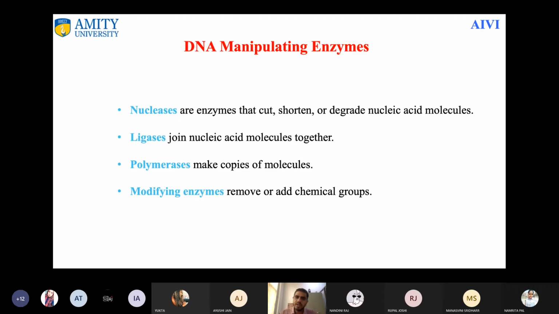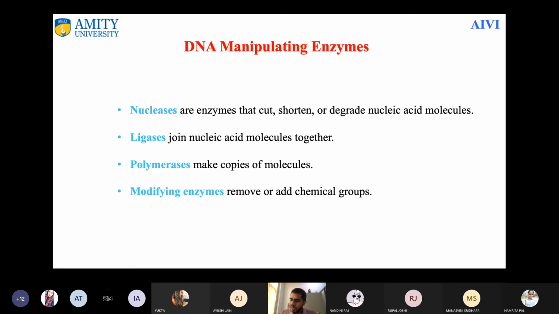Since you are in 11th and 12th, you are studying enzymes. The role of an enzyme is to catalyze a reaction. There is a substrate, and the enzyme converts it into a product. The conversion of substrate to product is the job of the enzyme. Here also, our enzymes do a similar task.